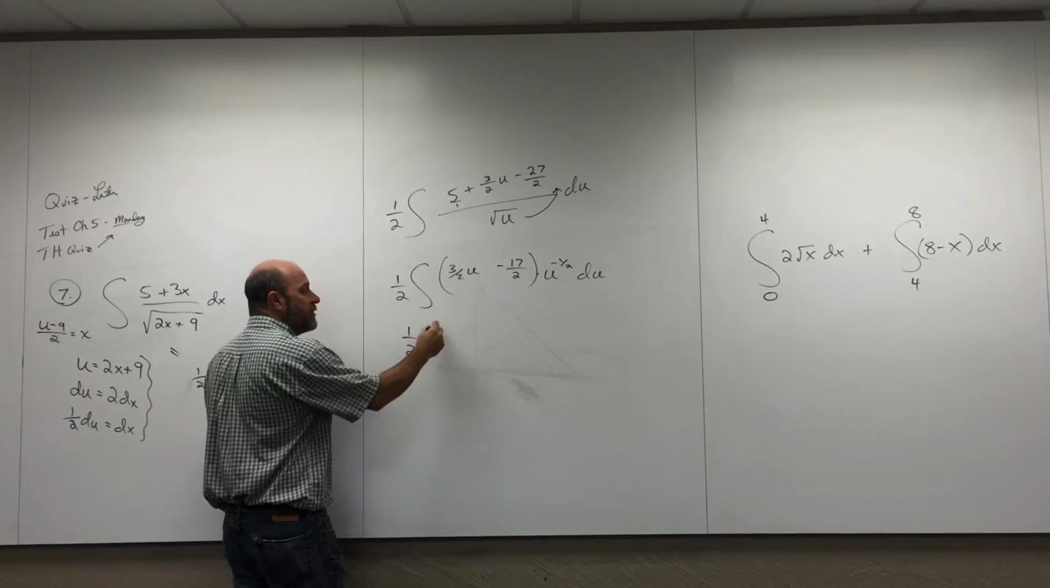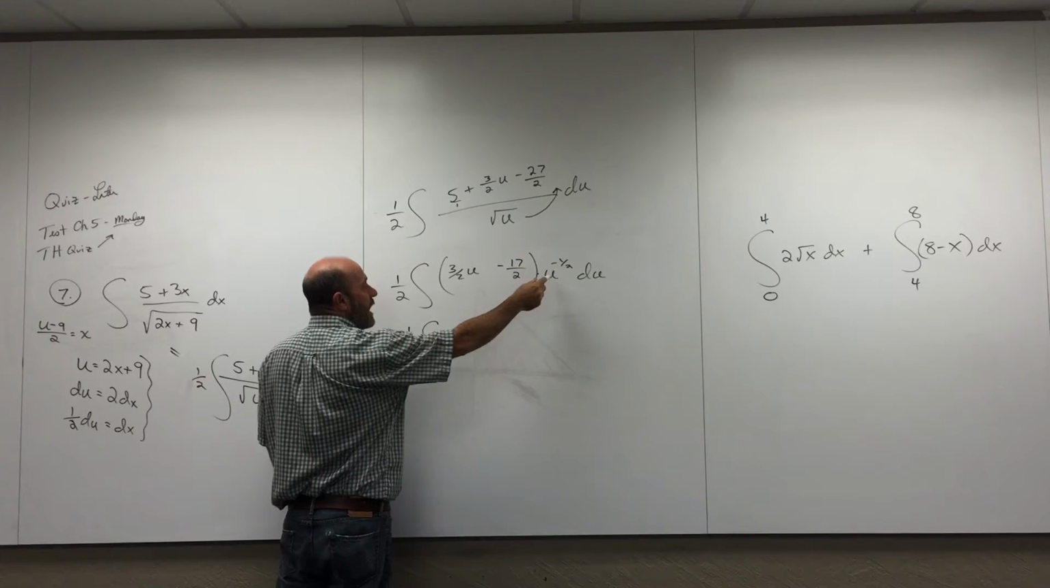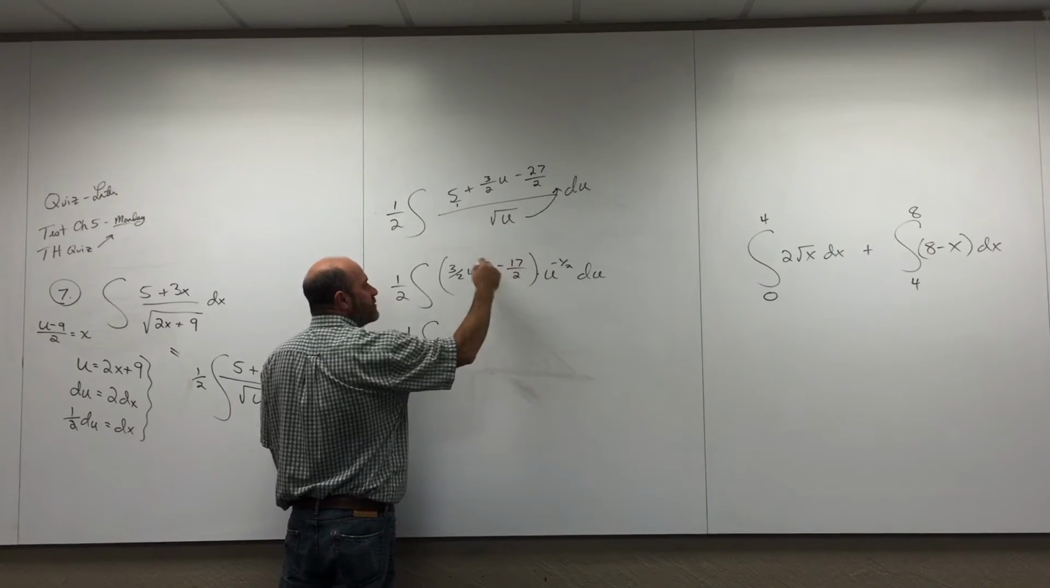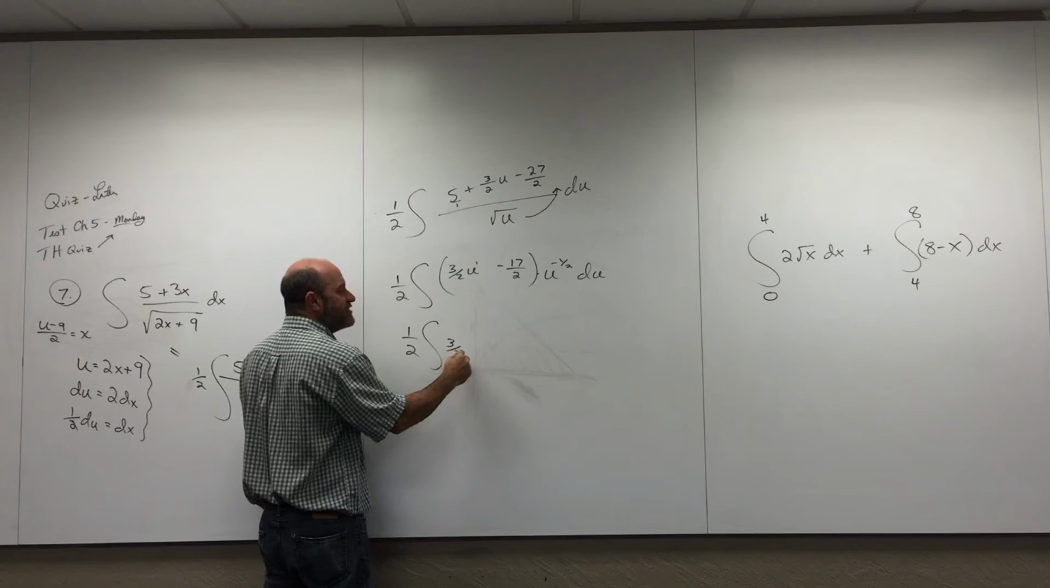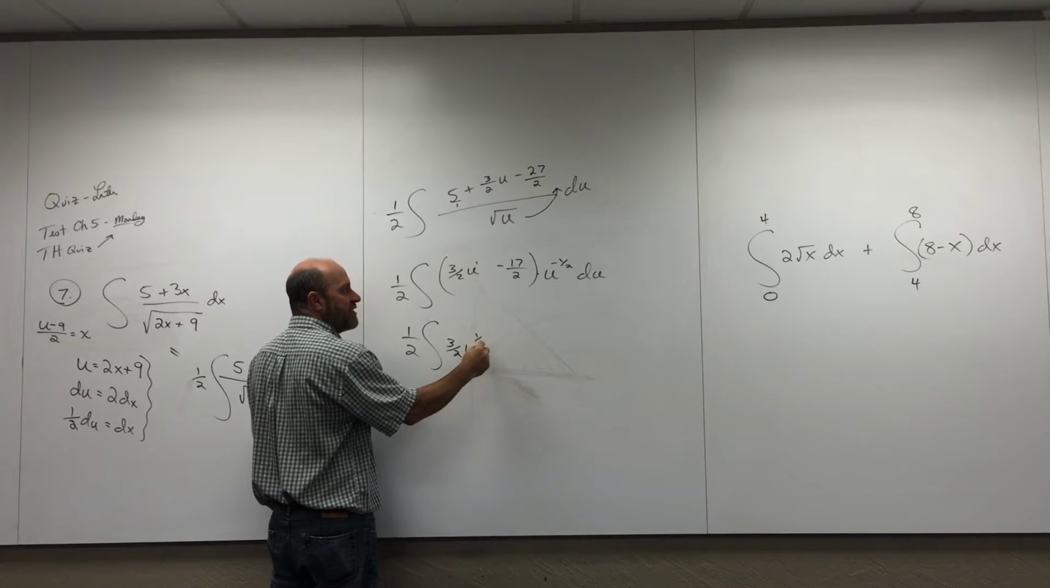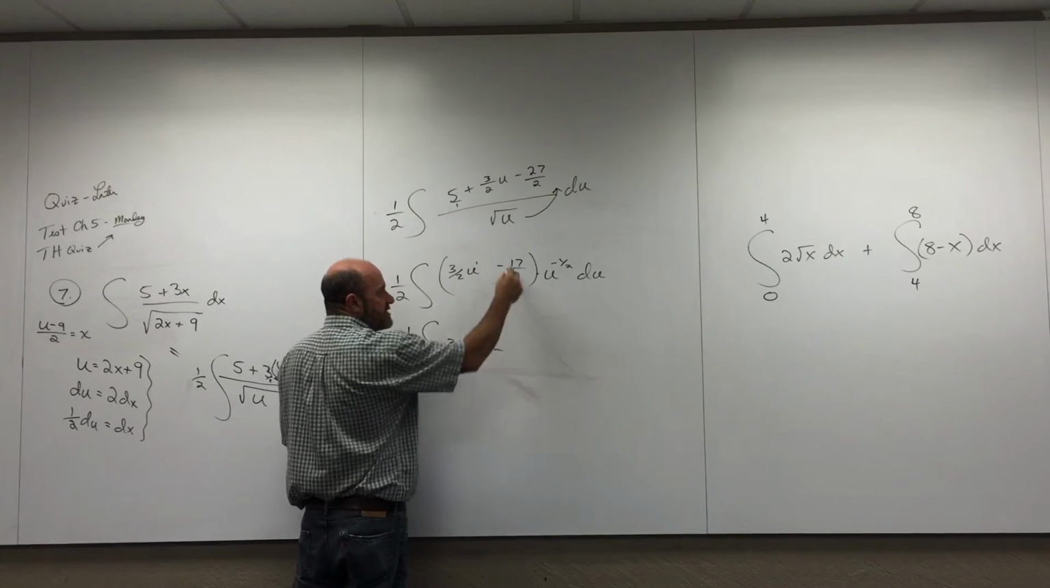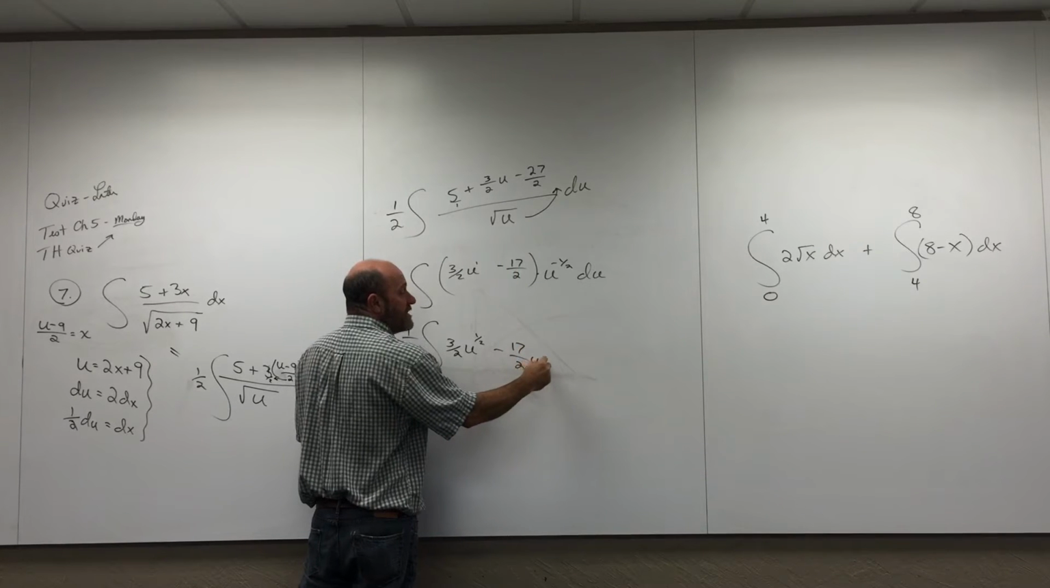All right, here we go. Distributing. You're going to add exponents. You're going to get 3/2 u to the 1/2, I think. And then this is 17/2 u to the -1/2.